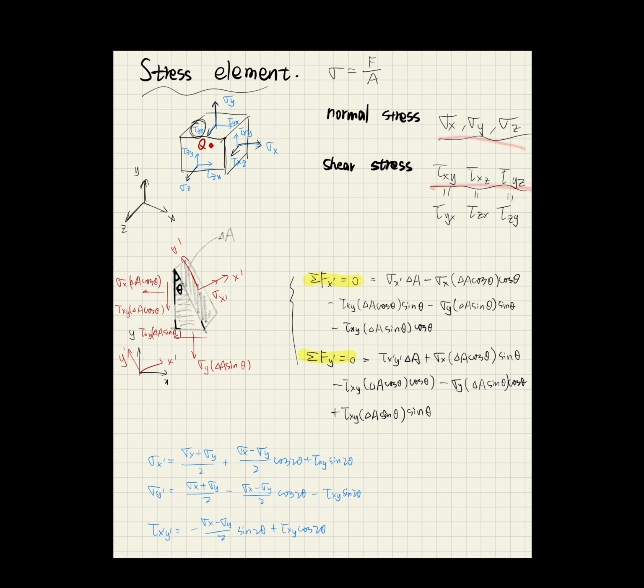Normal stress, we have 3 of them, and shear stress, we have 6 of them. But for these two, and these two, they're equal. So actually we only need 6 of the quantities to represent the stress element's state.